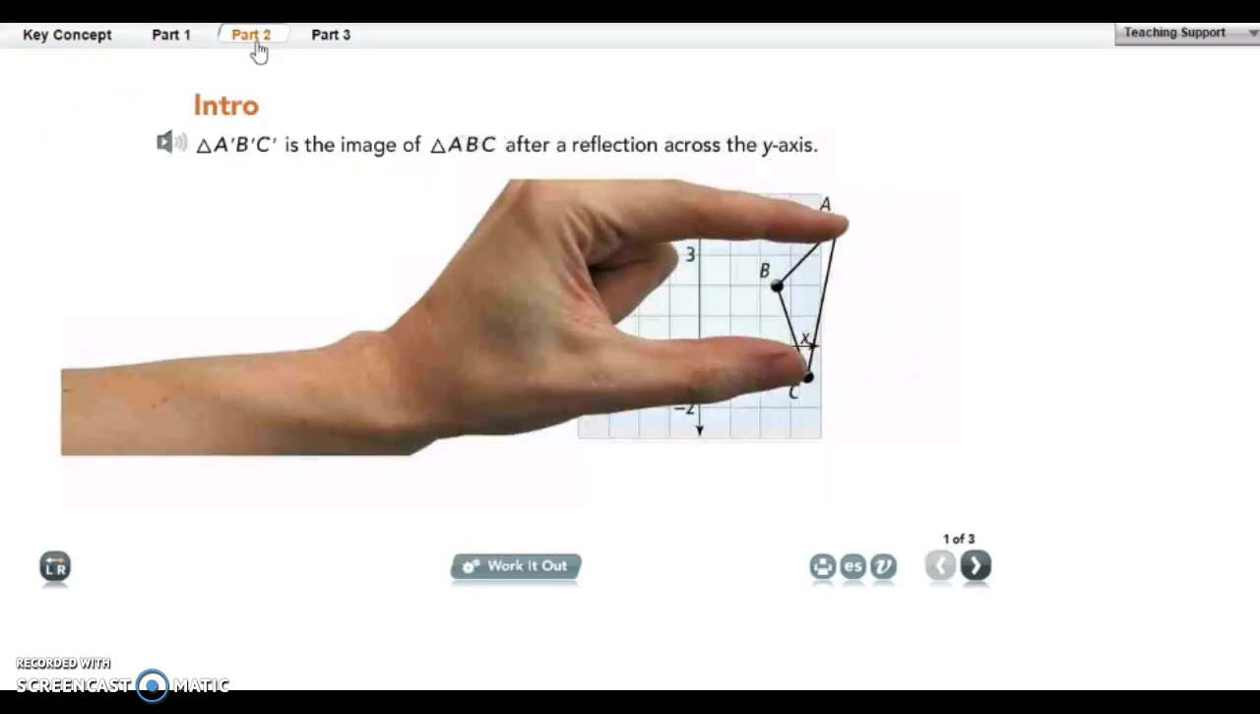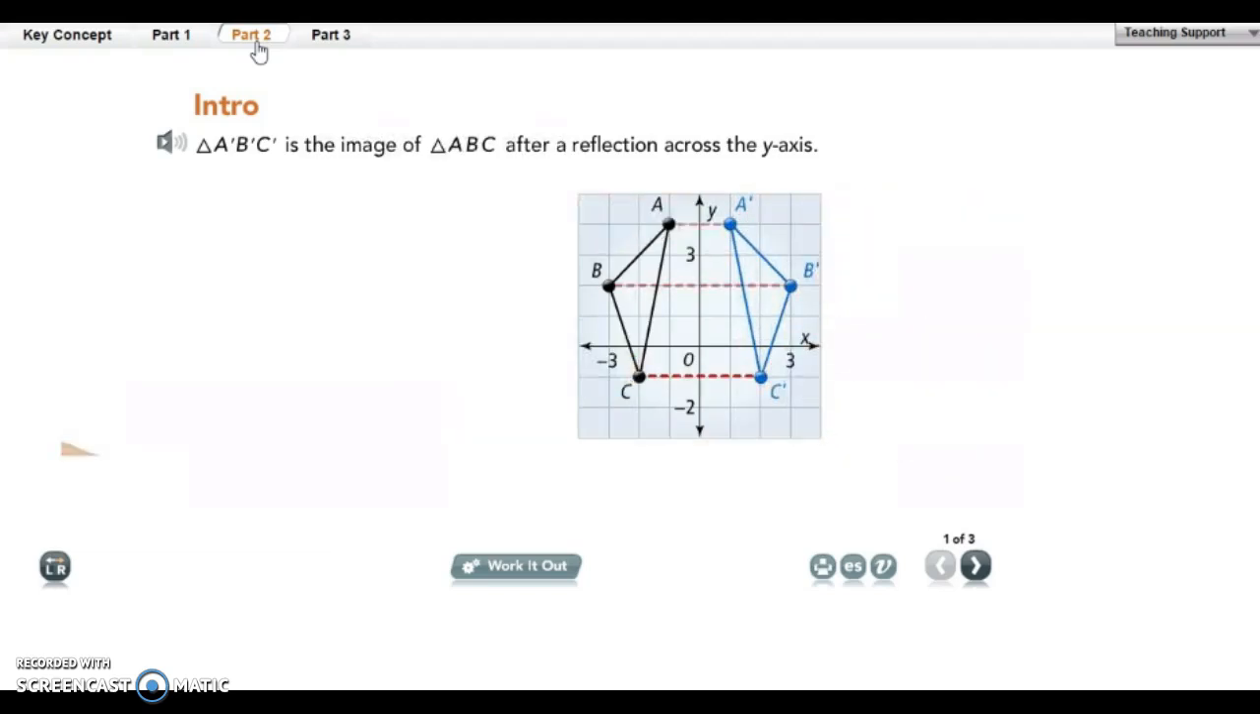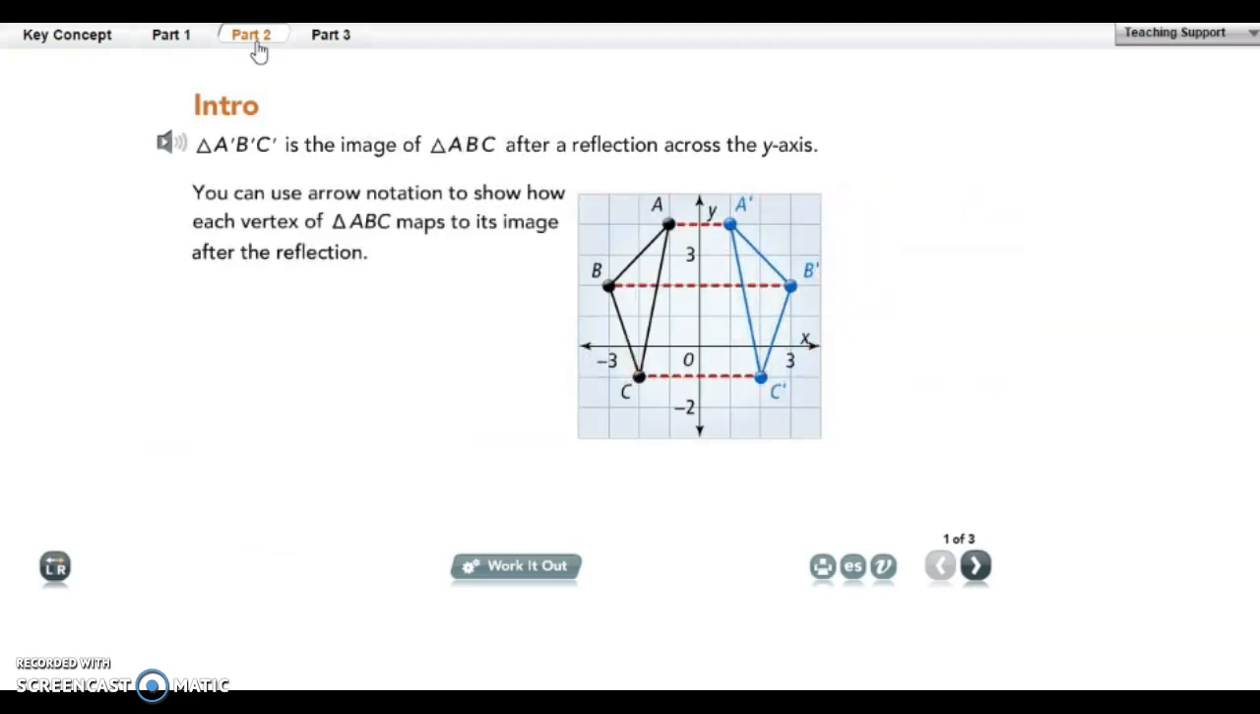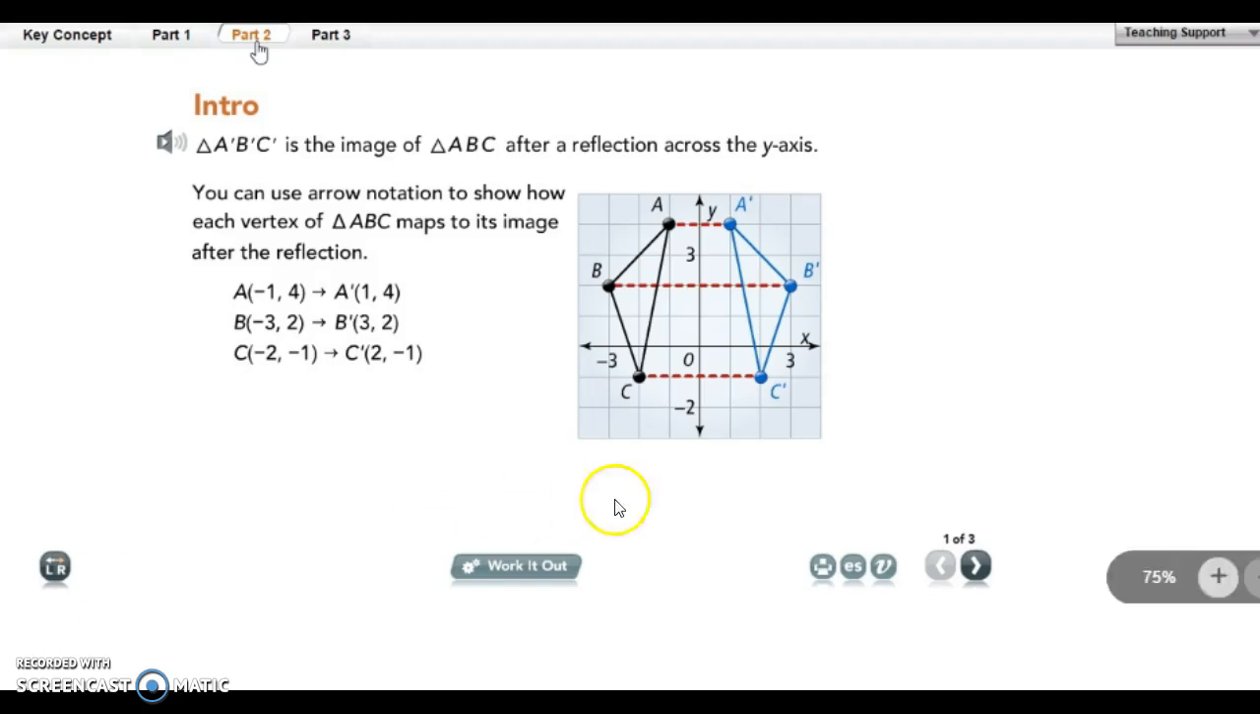Here we're putting in ABC and ABC prime. And then they're using the arrow notation to show how far each one is from the line of reflection. On the left over here, they're also showing our notation on how we're going to write it. So we're going from A, which is -1, 4, to A prime, which is 1, 4. So each time it is reflecting across, and we are going to note how that looks.